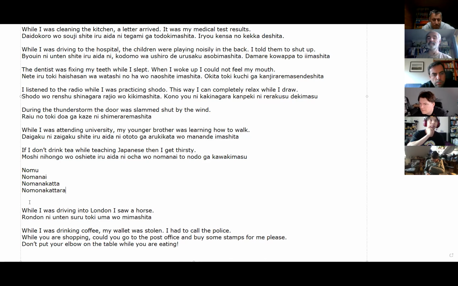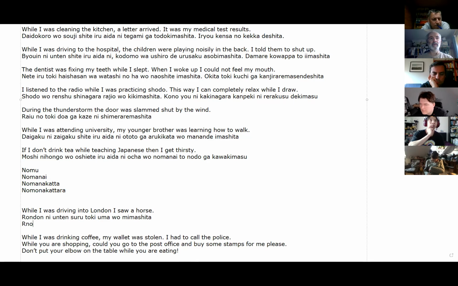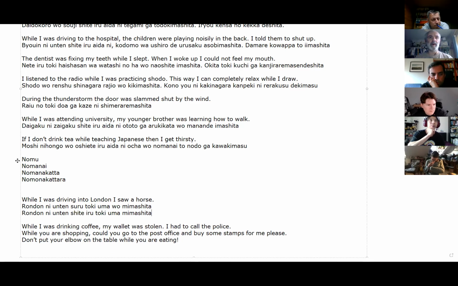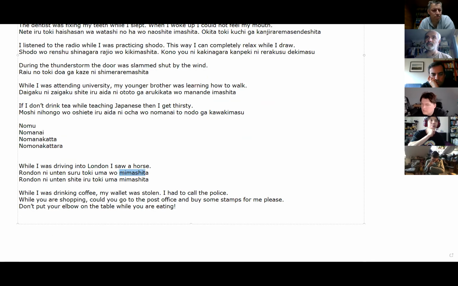And then the other one, unten shite iru toki. Both of these would be fine, actually. What is the difference between just unten suru? Just a second. Uma o mimashita. As this event is in the past, you can see that's inferred by the mimashita. Unten suru and unten shiteru are kind of the same thing in this case: when I drove to London, and when I was driving to London.